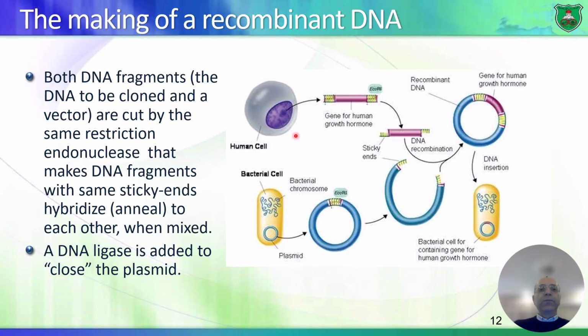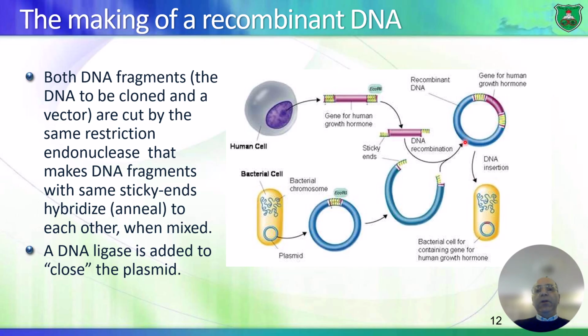Again, here we go. We take DNA from human cells and add EcoRI, let's say. Again, we can add any restriction endonuclease. Cohesive ends are created. We add the same endonuclease to the plasmid, creating cohesive ends as well. So here we take the plasmid from bacteria and cut it with EcoRI. We combine them with each other, in addition to a ligase, and here we have the recombinant DNA.